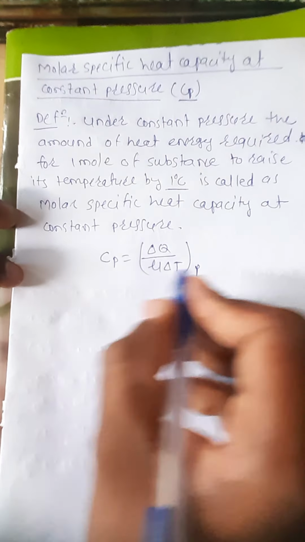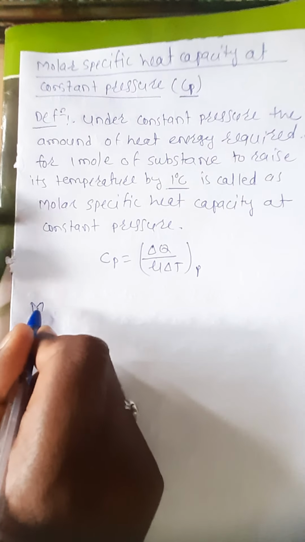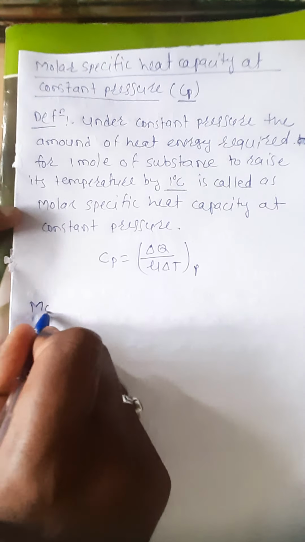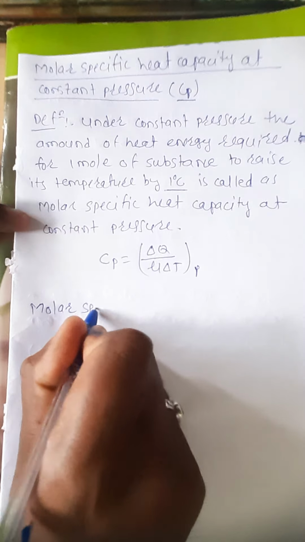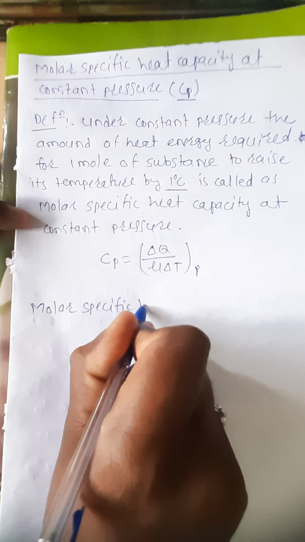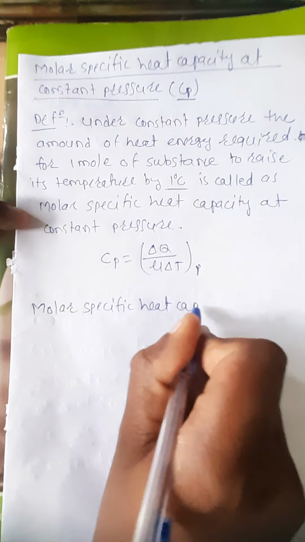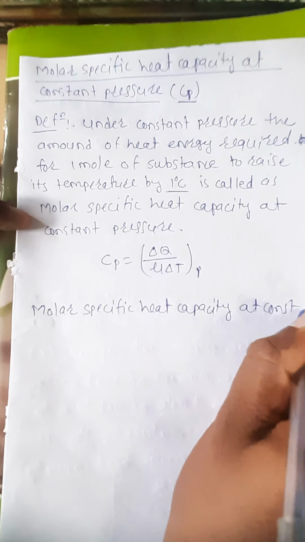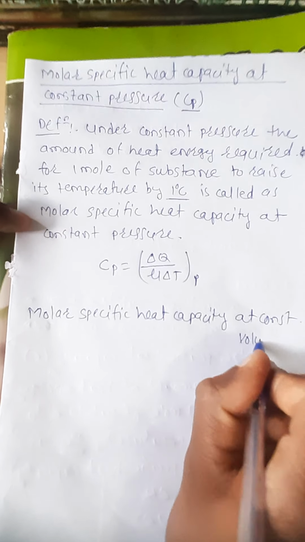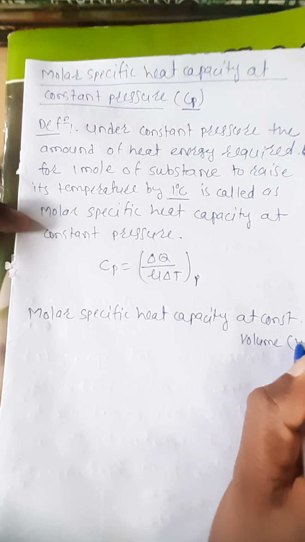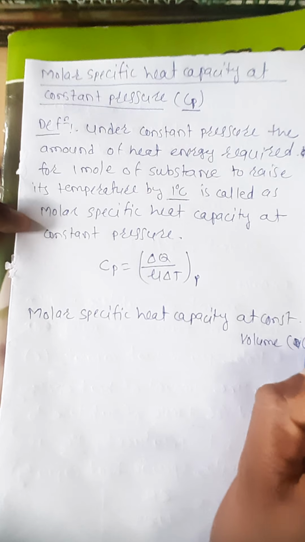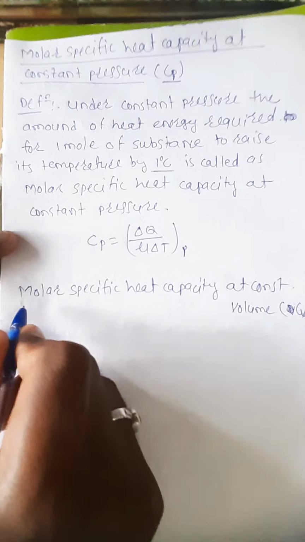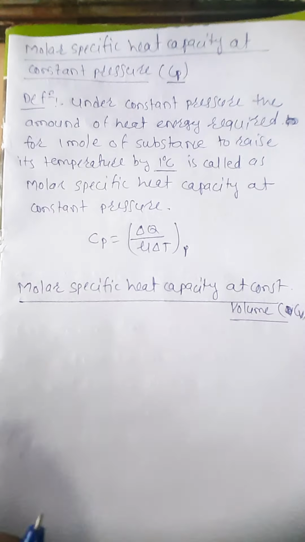Next, the molar specific heat capacity at constant volume. It is denoted as Cv. Write down the definition yourself.